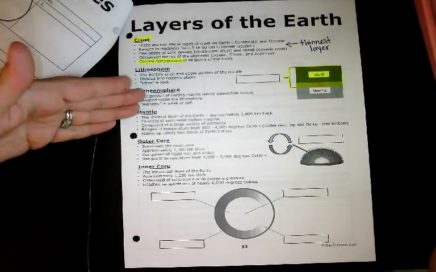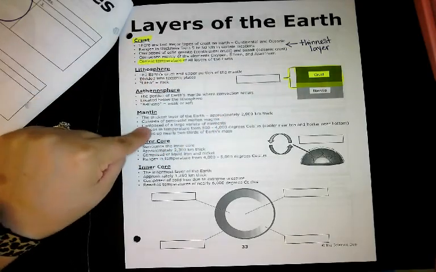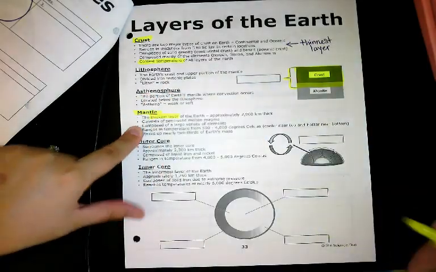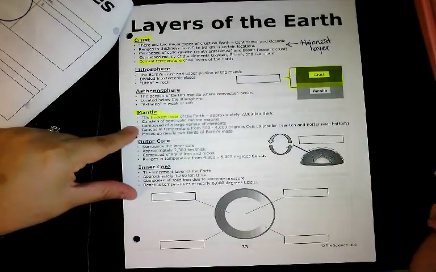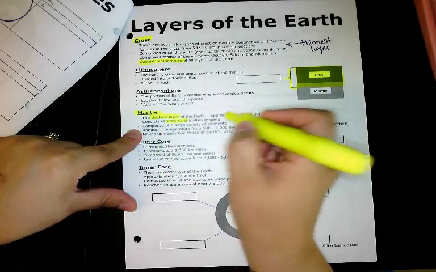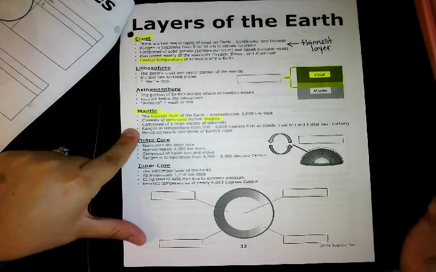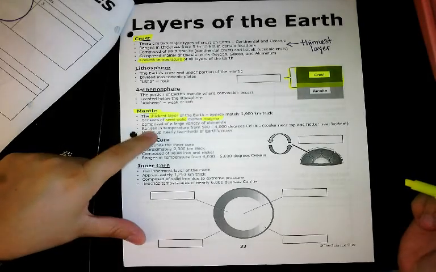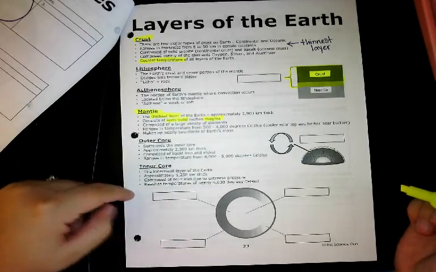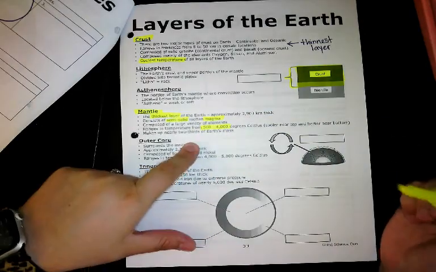Crust is the first one. Next one is the mantle. This is the thickest layer, right? Super thick. It is made up of semi-solid magma, and it's warmer than the crust, right? As we go down, it just keeps getting hotter, okay? So you can see range in temperature from 500 to 4,000 degrees Celsius, right? And we're going to keep getting warmer as we go.